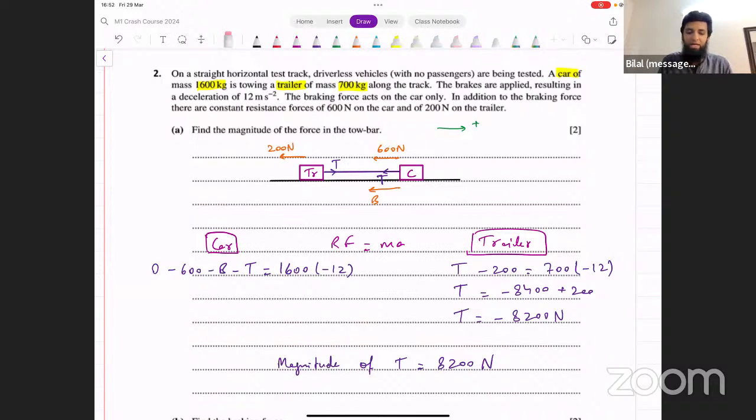Tension could act in this direction as well, and you can get a negative value as well. In this case, both values are possible. So don't think that your answer is going to be incorrect. If you have a rigid thing instead of a string, this is possible. Okay, so everything remains the same. All you need to remember is you could end up getting a negative value, and that's perfectly okay.